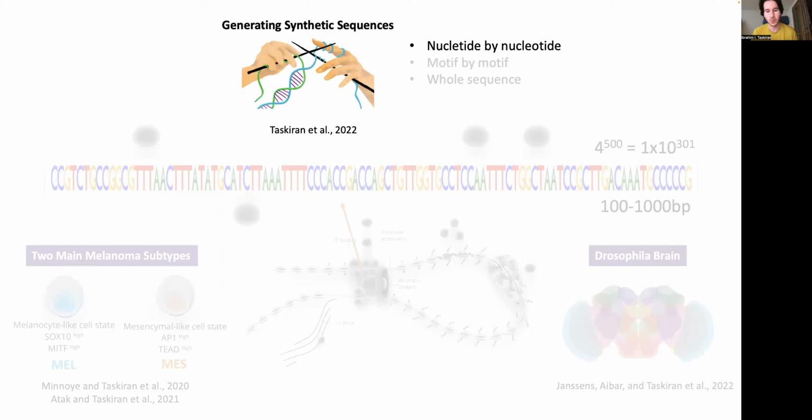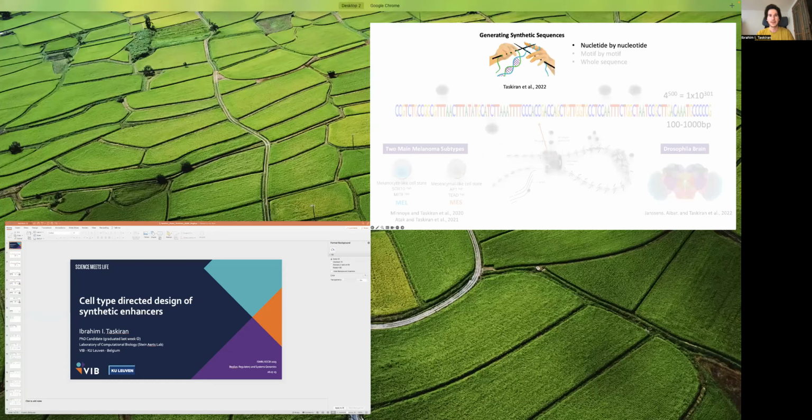Okay, so far everything I showed was by changing a single nucleotide at a time, a nucleotide by nucleotide approach. Now, every time we do a mutation, what we saw is that we either create or destroy repressor binding sites.